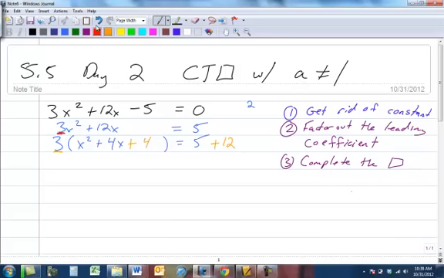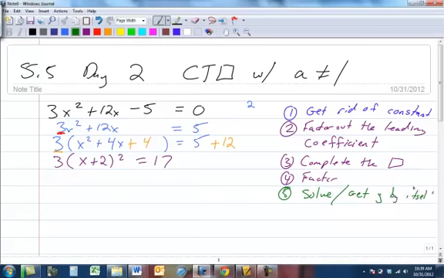All right, step 4 is simplify and factor. So now we're at 3 times the quantity of x plus 2 quantity squared equals 17. All right, and then step 5, of course, was solve or get y by itself, depending on what the task is. In this case, we're going to solve. So divide by 3 on both sides. So you got x plus 2 quantity squared equals 17 thirds.